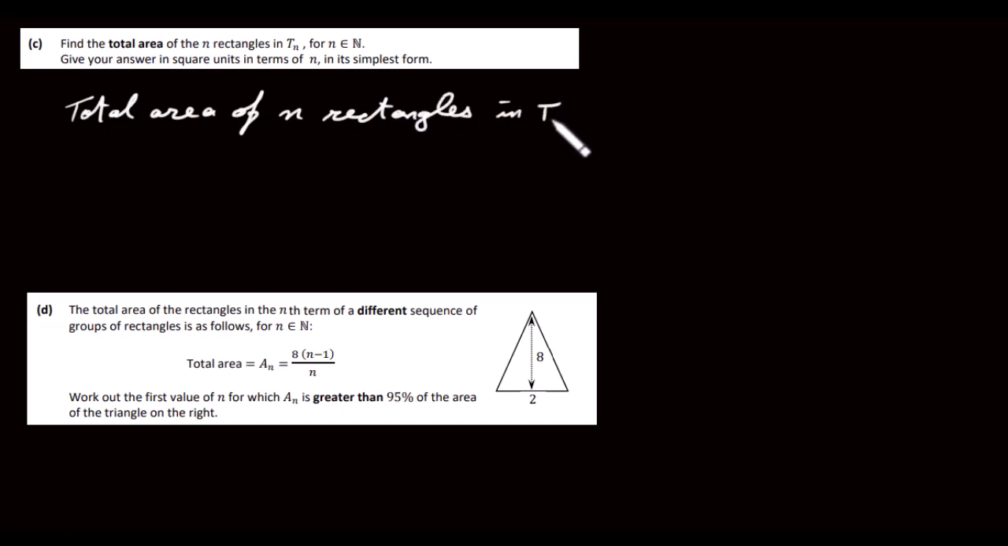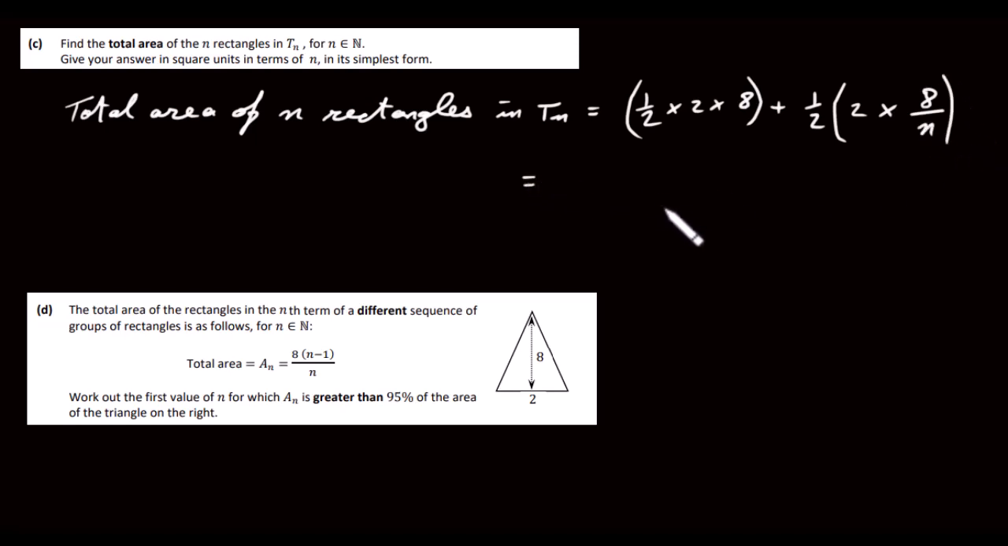So the total area of n rectangles in Tn, just to write it out properly, it's going to be half the base times the height, half times 2 times 8, that's our big triangle, plus half the area of the lower rectangle. Well, the lower rectangle has a base of 2 and it has a height of 8 over n, the number of rectangles that we're talking about in any particular term.